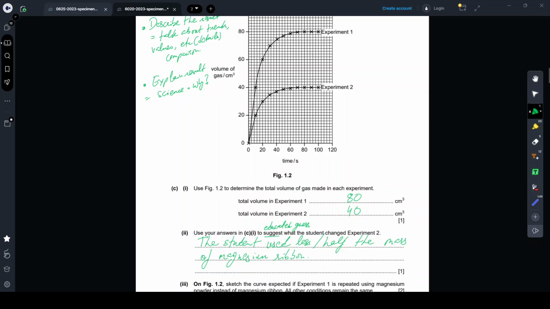What you're getting is a different volume of product. The volume of product that you're getting is changing. That means that you are changing the amount of reactant. And we can also suggest that the student added a catalyst.